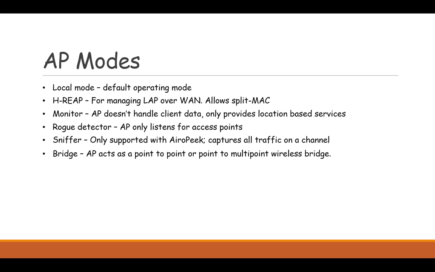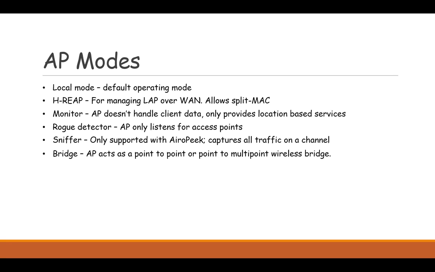In rogue detector mode, the access point is also not participating in handling user traffic, and instead it's only listening for surrounding access points. The AP collects the broadcast MACs of each of the access points it can hear, and it sends them to the wireless controller. So the wireless controller can determine if any of them are seen on the wired network. And if they are, then in that case we know that there is an unauthorized wireless access into the wired network.